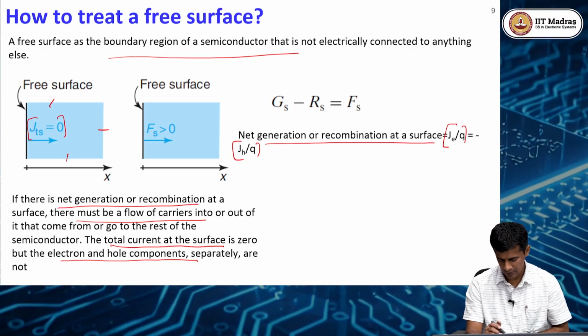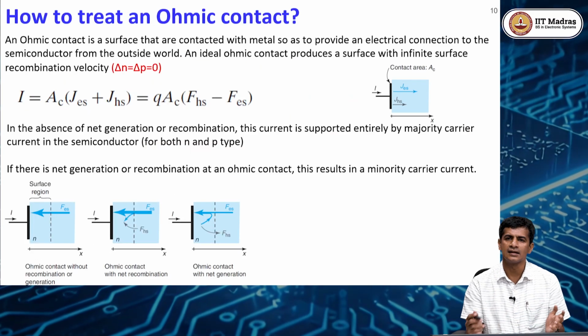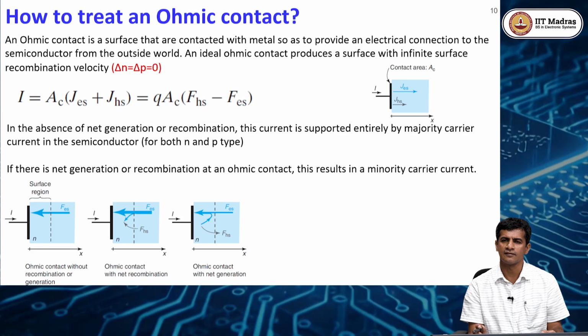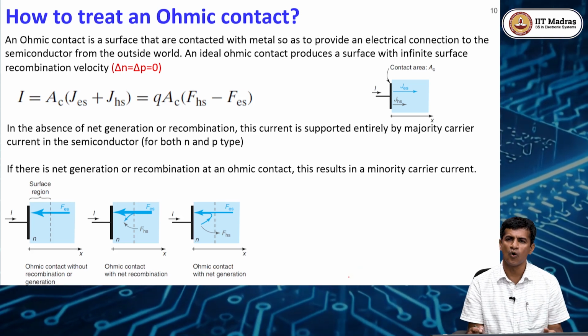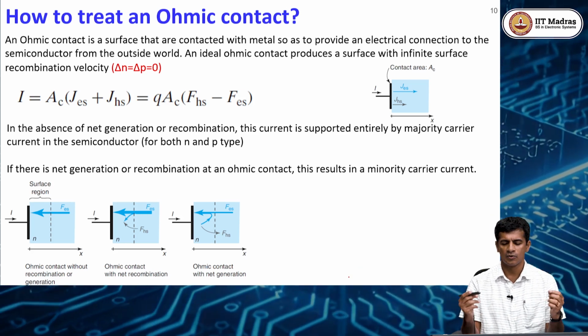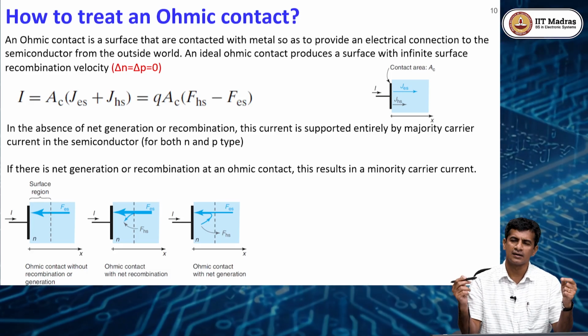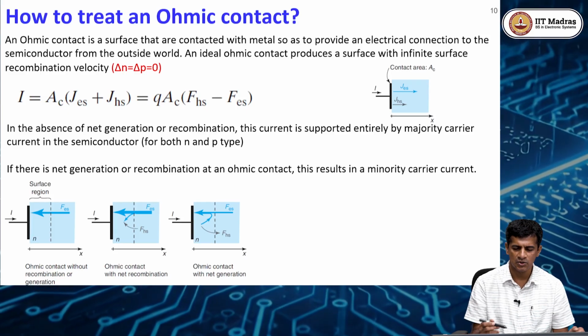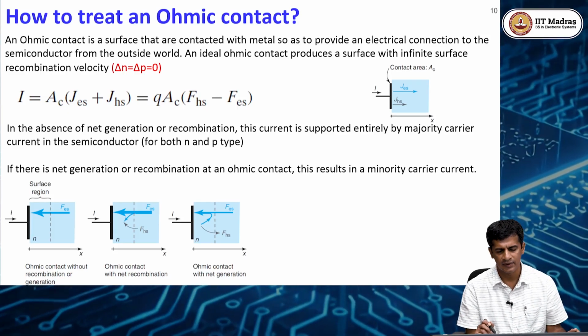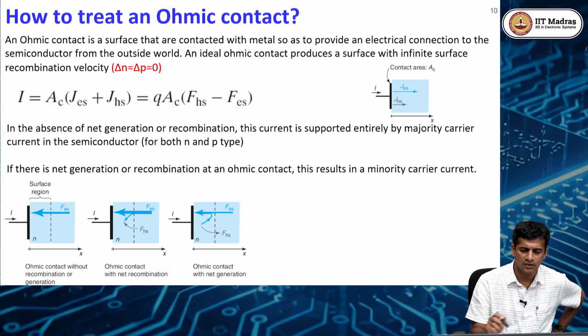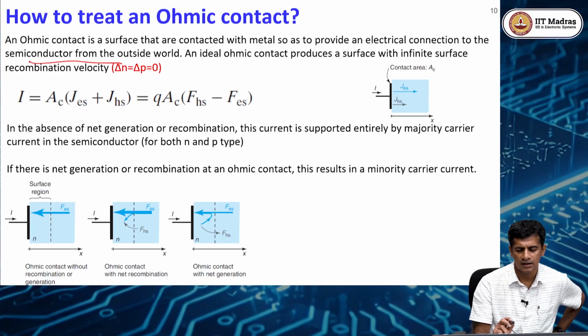The free surface. On the other hand, there is another kind of surface which you are interested in, that is actually known as an ohmic contact, right? Suppose you want to connect. So for example, this is how you connect a semiconductor device to the external world, right? So you require an electrical connection to the semiconductor to the external world.